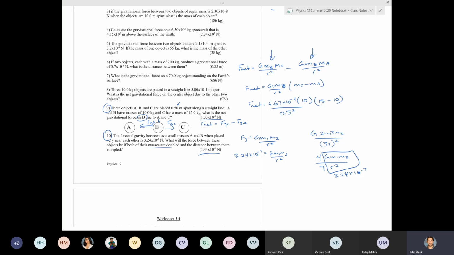Okay, so what you're doing here is stating what it originally is, and then seeing how it changes by doubling both masses and tripling the radius, and then relating that to the relationship by plugging that back in. Okay, 4/9.